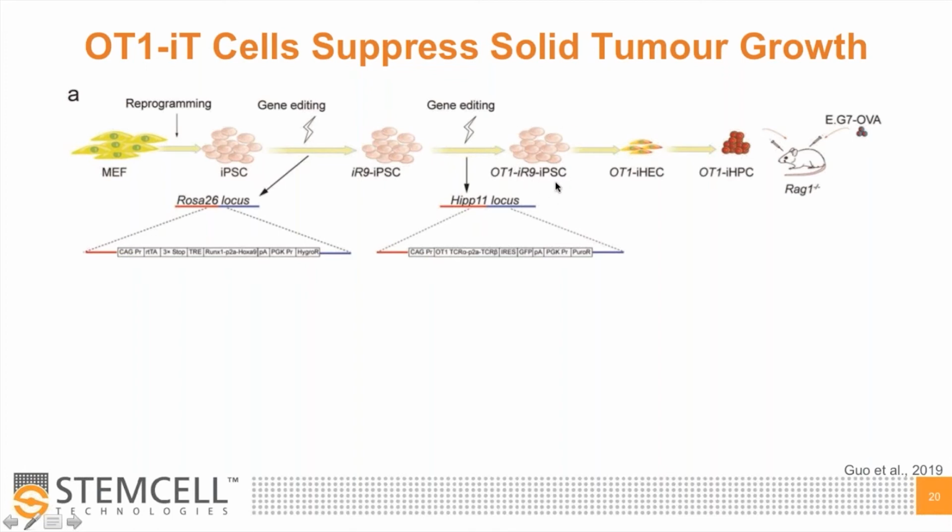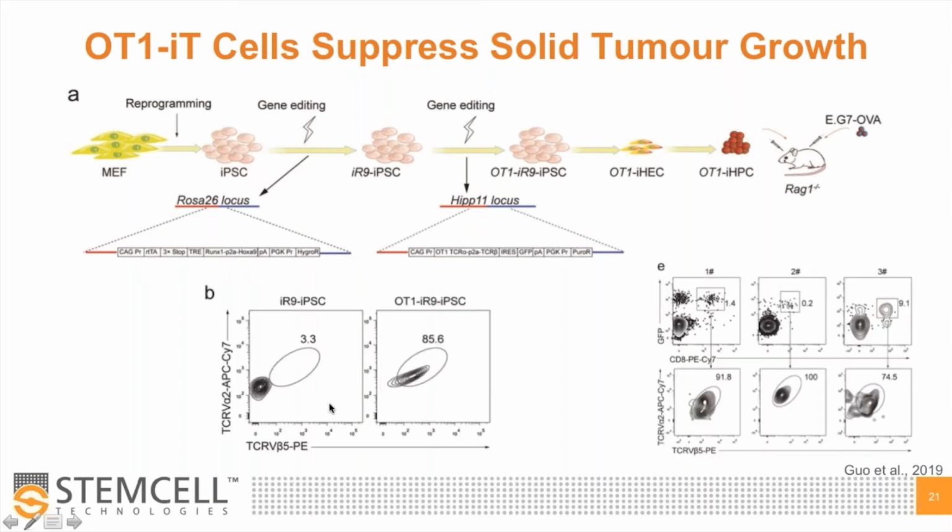They then differentiate these in vitro to the induced hemogenic endothelial cell stage, and further to the induced hematopoietic progenitor stage. They inject these then into mice along with the EG7OS tumor cell line.